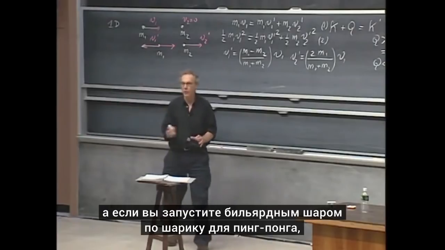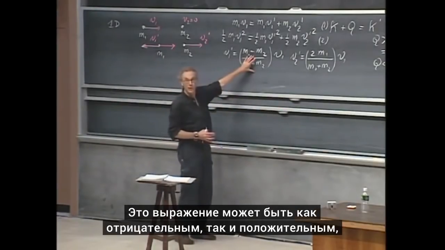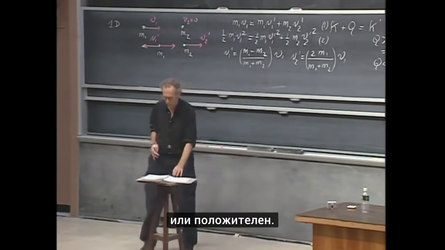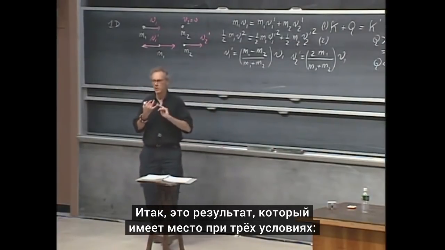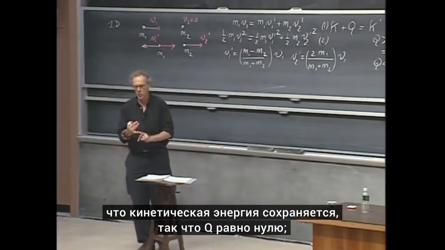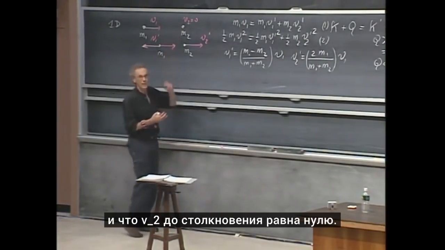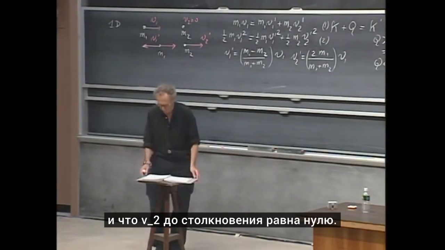Whereas if you plow a billiard ball onto a ping pong ball, it will go forward. And so this can both be negative and can be positive, depending upon whether the upstairs is negative or positive. So this is the result which holds under three conditions: that the kinetic energy is conserved, so Q is 0, that momentum is conserved, and that V2 before the collision equals 0.